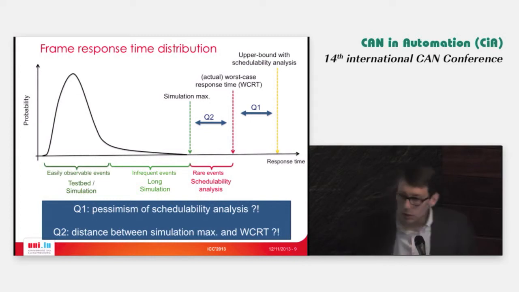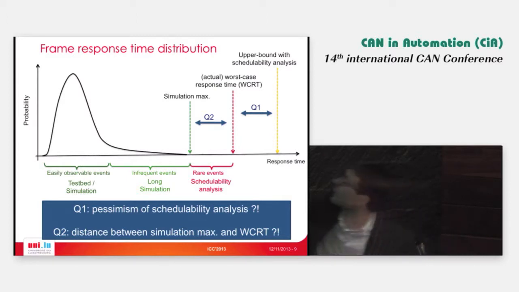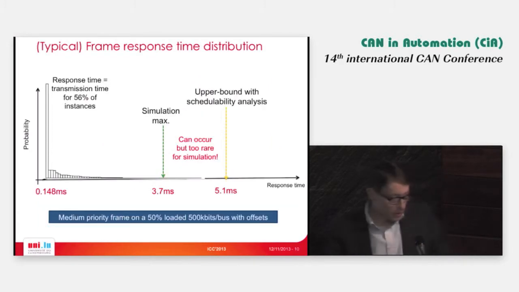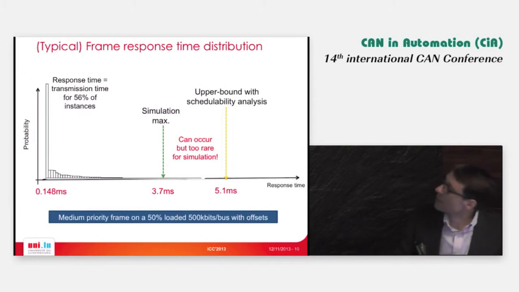So there are 2 interesting questions here. What's the pessimism of schedulability analysis? What's the distance between the upper bound and the real worst case possible response time? And the second question, what's the distance between the simulation max and the actual worst case possible response time? Well, we'll try to at least give some hints on that.